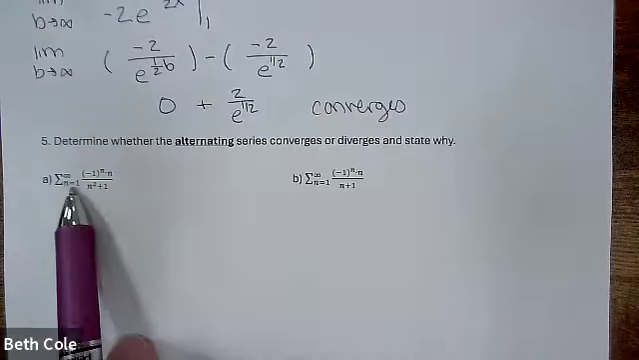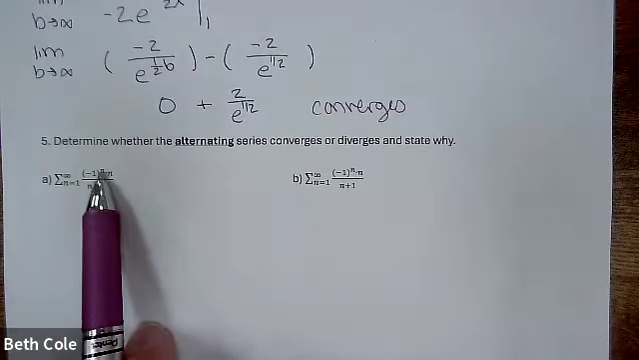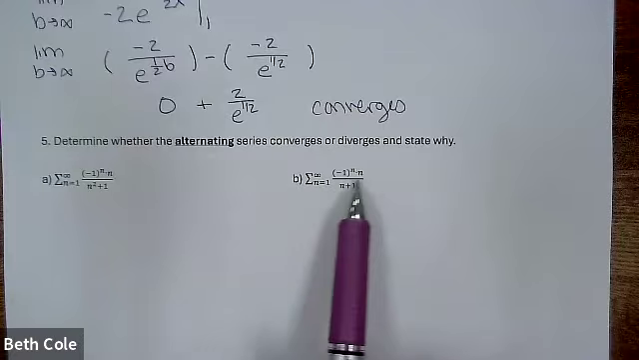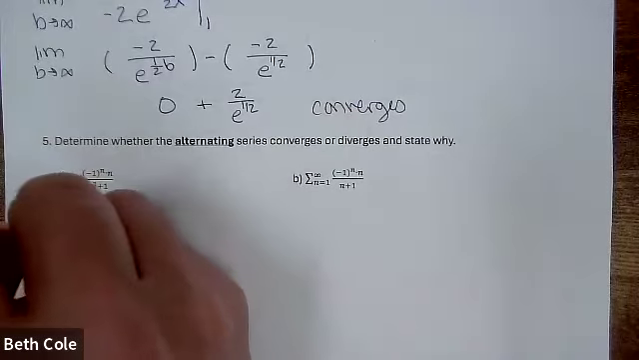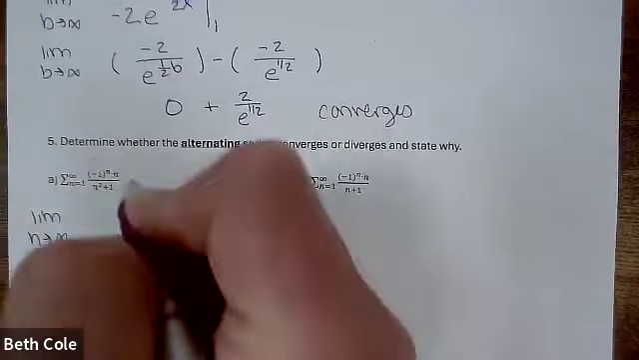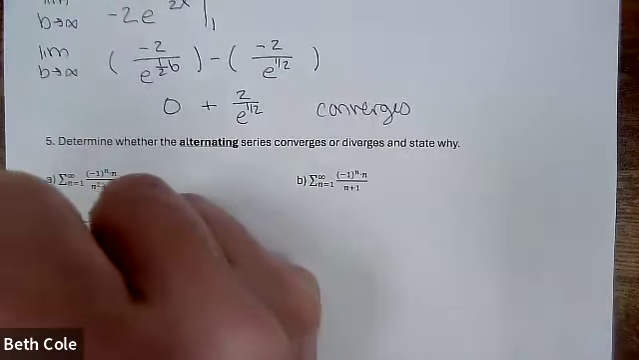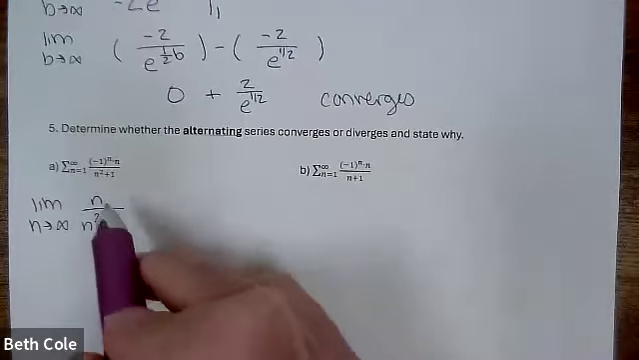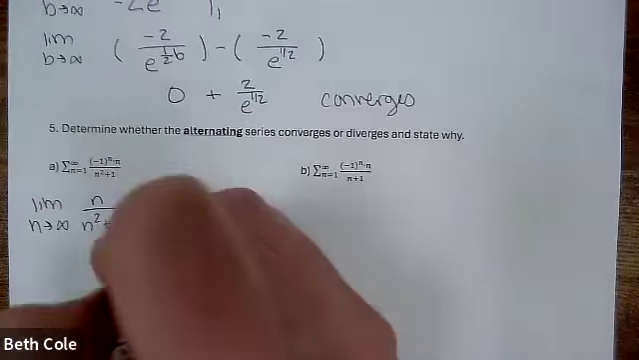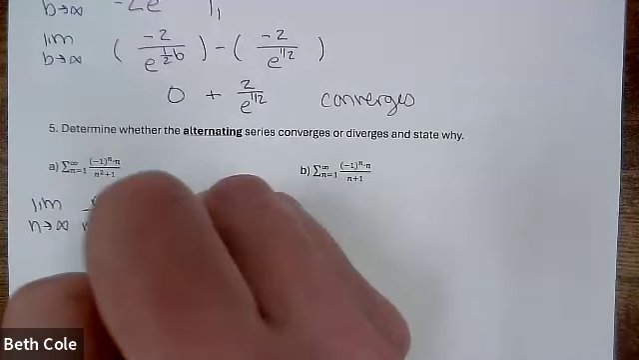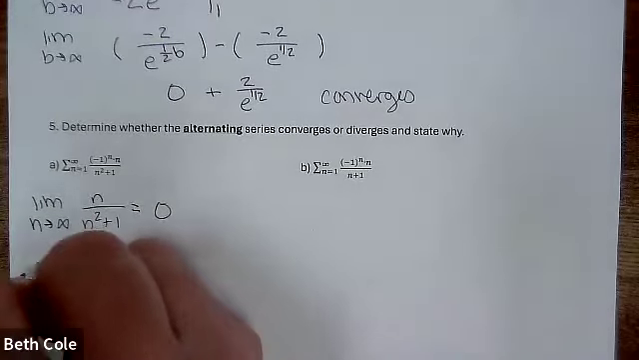All right, alternating series. So this alternates. We have the negative 1 to the n in both of them, or you might have negative 1 to the n plus 1. We're going to do limit as n goes to infinity of what the rest of it is. Numerator power is 1, denominator is 2. Numerator is smaller than the denominator, so that goes to 0.